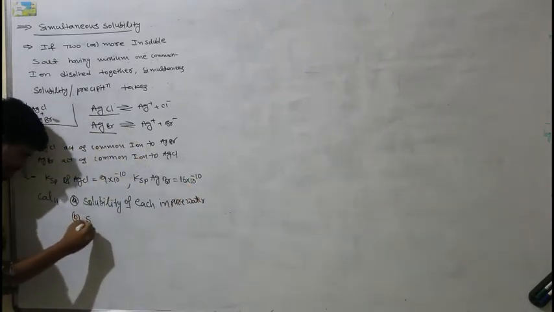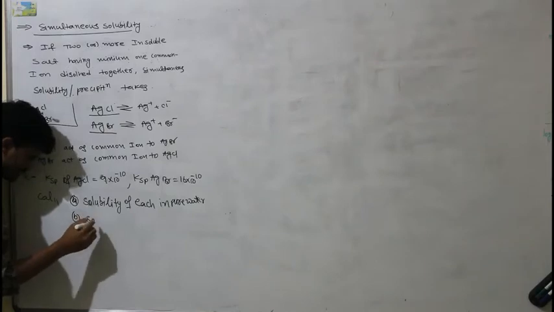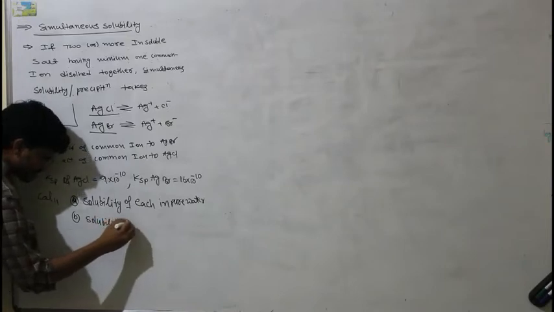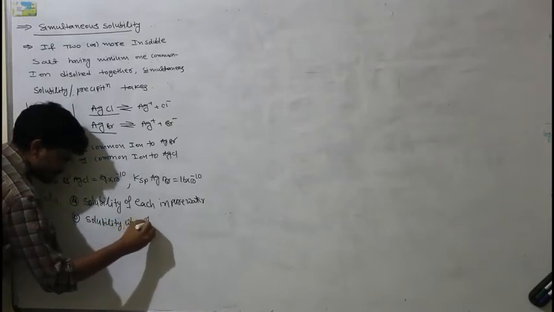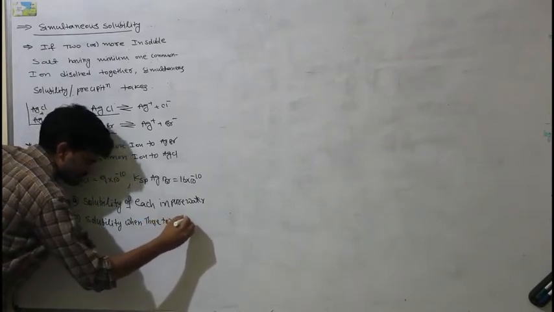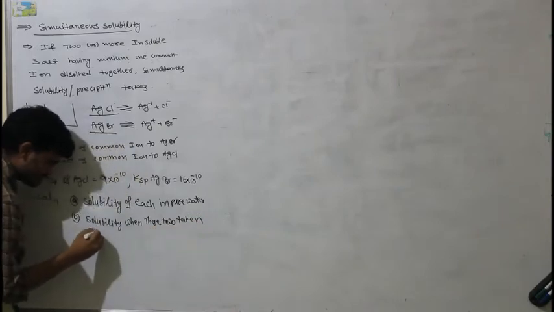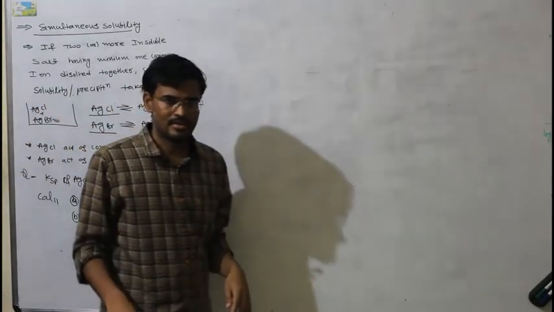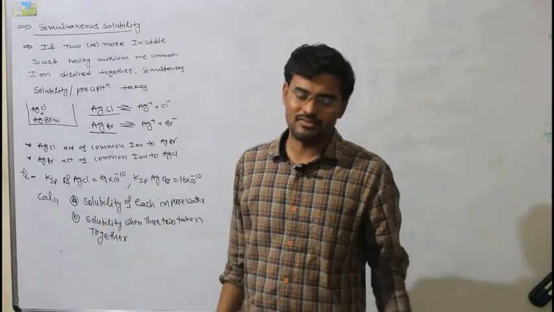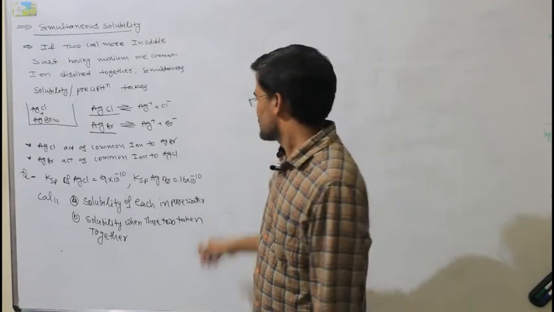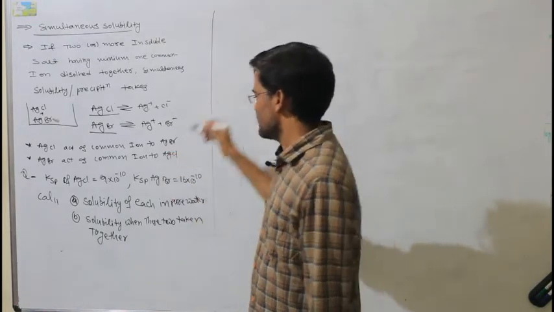B: simultaneous solubility, or solubility when these two are taken together. Okay, the first one is individual, they are dissolved in different containers. In the second question, both are dissolved in one container. If both are dissolved in one container, what will we have? Simultaneous solubility. So first we take the individual one, question A, and solve it.